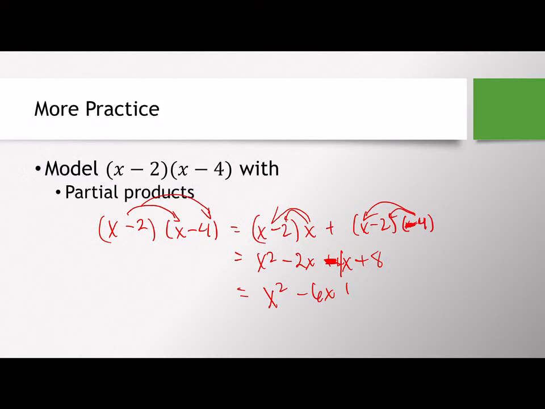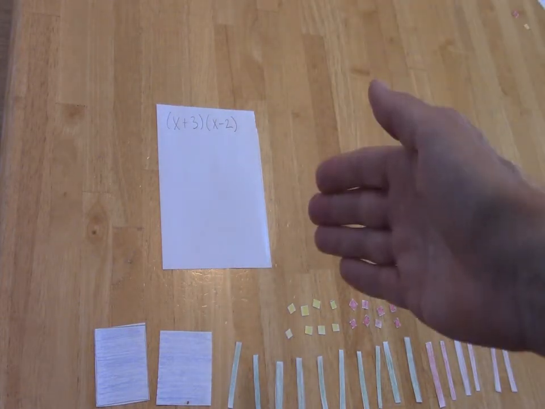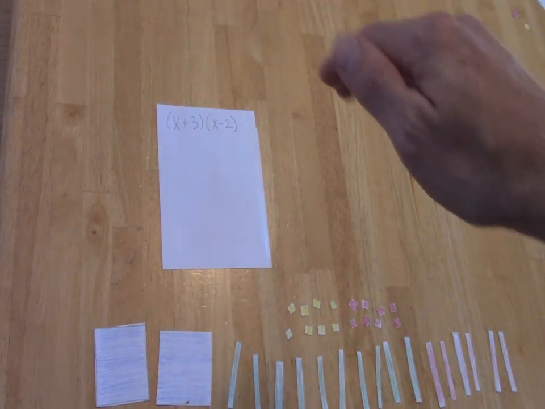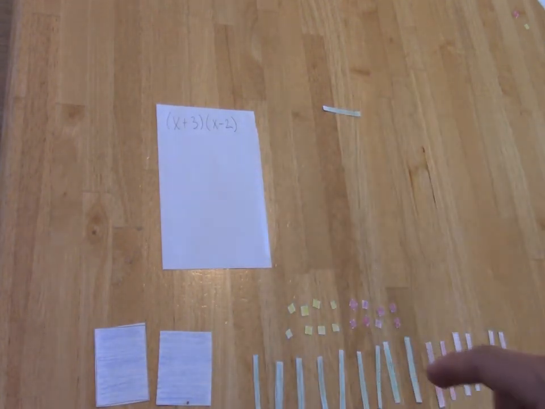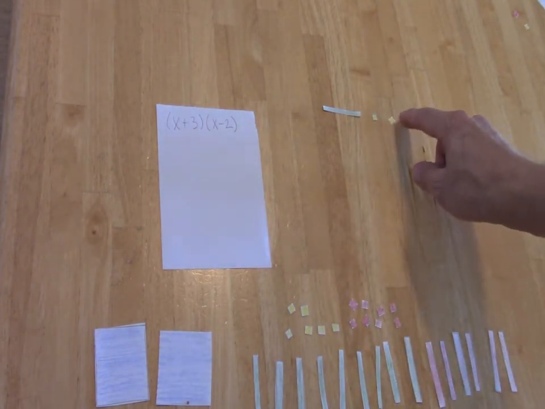Let's take a look at another one modeled with algebra tiles: x plus 3 and x minus 2. The quantity x plus 3 times the quantity x minus 2. For this example, we're finding the product of the quantity x plus 3 times the quantity x minus 2. We're using area models, so we'll have a horizontal dimension and a vertical dimension to multiply together. In the horizontal dimension at the top, we're going to model x plus 3, our first factor. So we have one positive x unit rod, and 3 positives for the x plus 3.